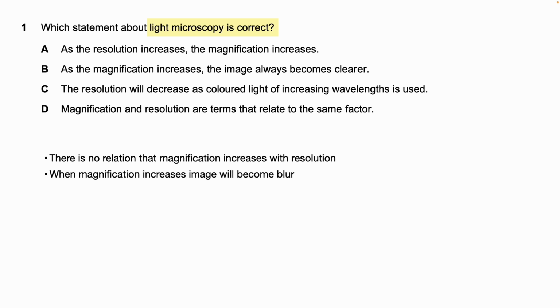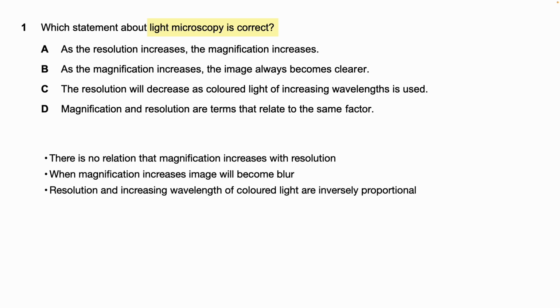Statement B, as the magnification increases, image always becomes clearer. No, when magnification increases, image will become blur unless and until the resolution is very clear. Option C says that the resolution will decrease as colored light of increasing wavelength is used. Yes, so resolution and increasing wavelength of colored light are inversely proportional.